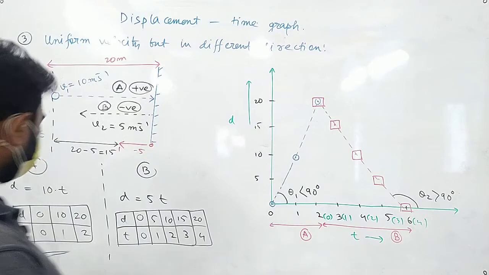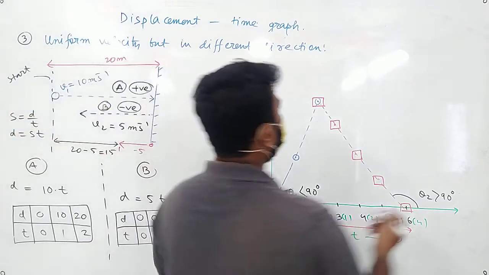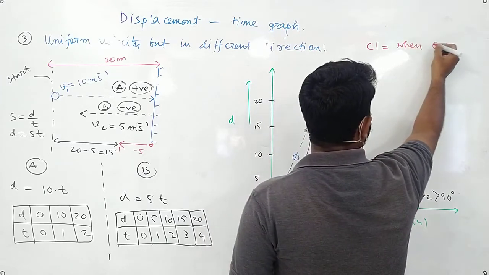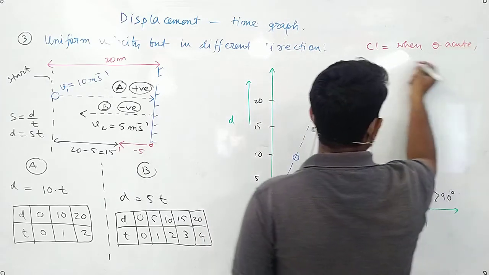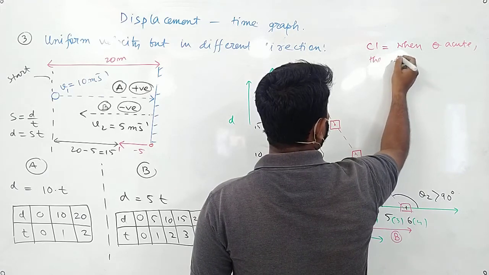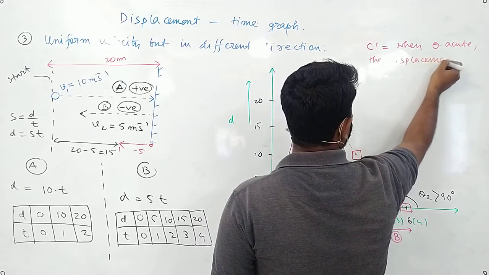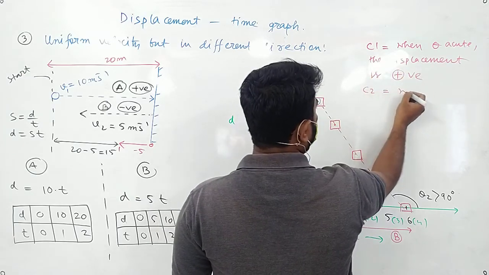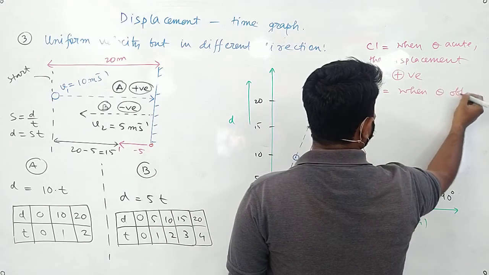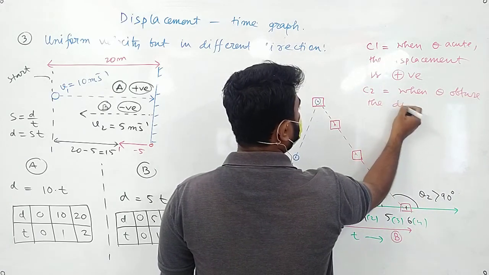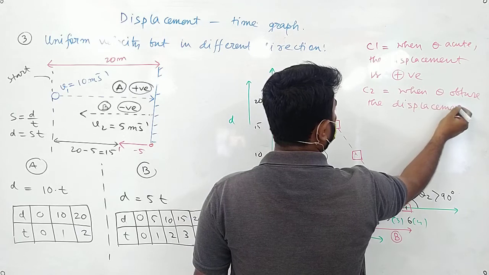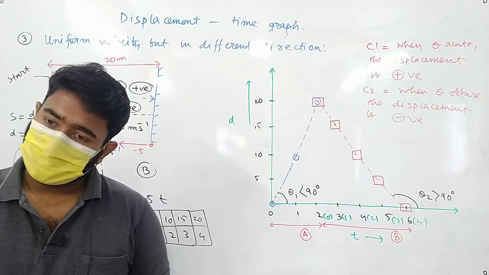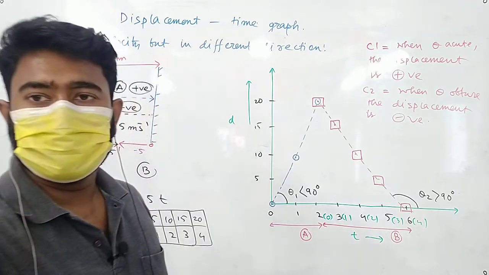So write the two conclusions. Don't write it at home. So conclusion 1, when theta is acute, the displacement is positive. When theta is obtuse, the displacement is negative. Is the idea clear? Absolutely clear? Okay.